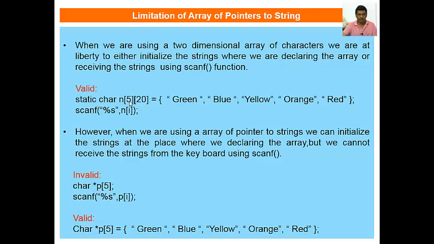Then the indices are n[0], n[0][0], n[0][1], n[0][2]. In the first row, the string green is assigned. Second row, blue. Third row, yellow. Fourth, orange. Fifth, red. The rows are indexed 0, 1, 2, 3, 4. So we can easily assign strings using a 2-dimensional character array. It is possible.